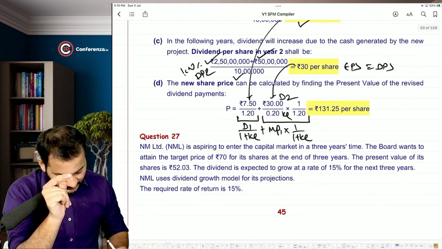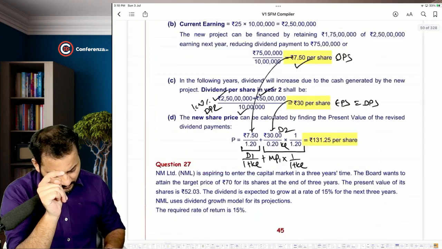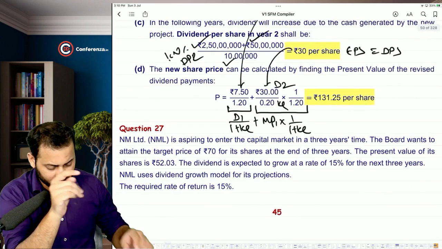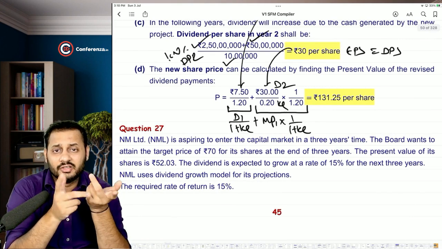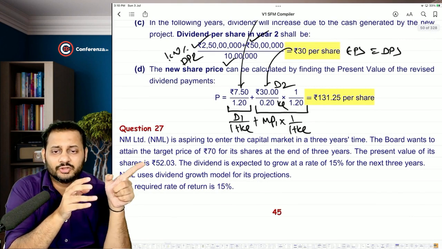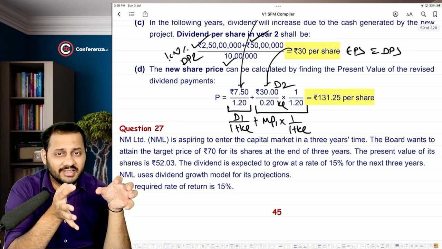Let me first check if there is something that we have to find out. Yeah, quite easy question. Have a look. Question number 27. In question number 27, we can call it a reverse question, because they are not asking us to calculate the market price. They are asking us to calculate the dividend, and it is very easy.